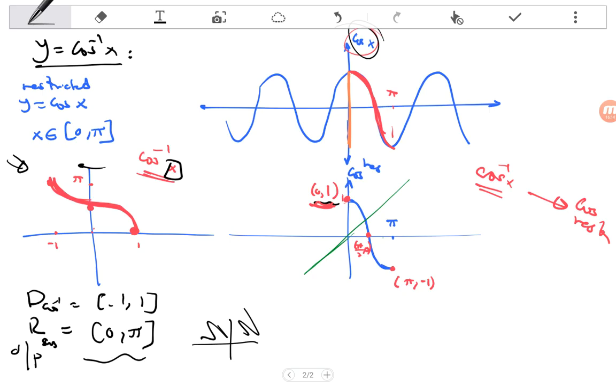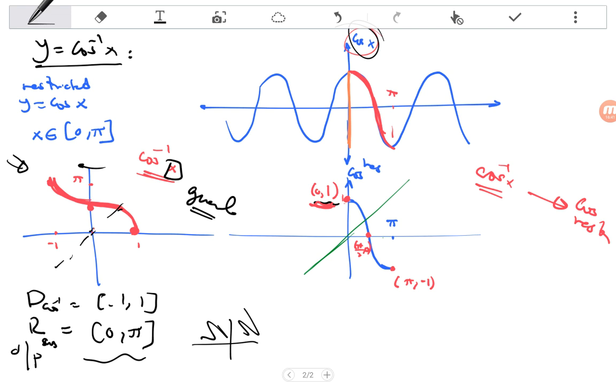Is it odd? No, it is neither odd. Why? There is no symmetry about the origin. If it was odd, it must be symmetric about the origin, and this is not the case in this graph. So this function is a general function. It is neither even nor odd.